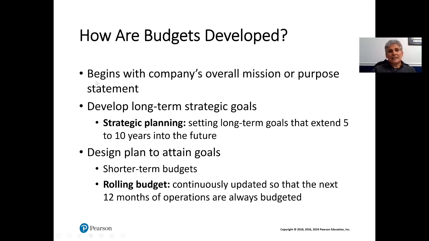So as I mentioned before, the whole budget process begins with the company's overall mission or purpose statement. You might want to take some time out and go look at very large, well-known organizations, and see what their mission is and what their vision is. We're going to develop long-term strategies or strategic goals. We're going to design a plan to attain those specific goals, and that means we're going to develop shorter-term budgets. And then we have what's called a rolling budget, which is a continuous update so that we see how the 12-month operations are always budgeting.